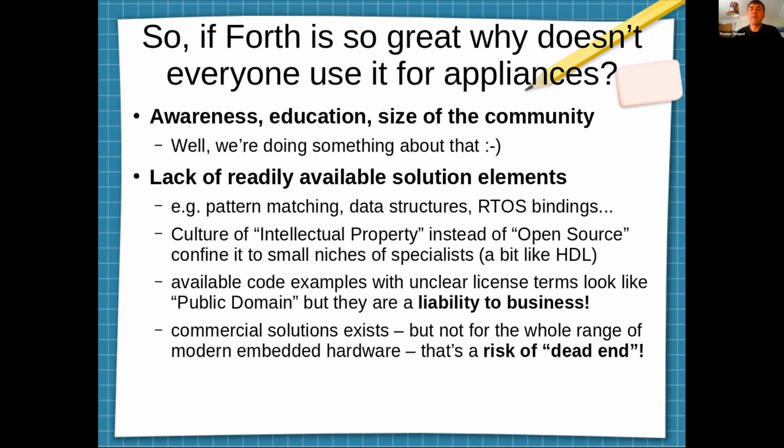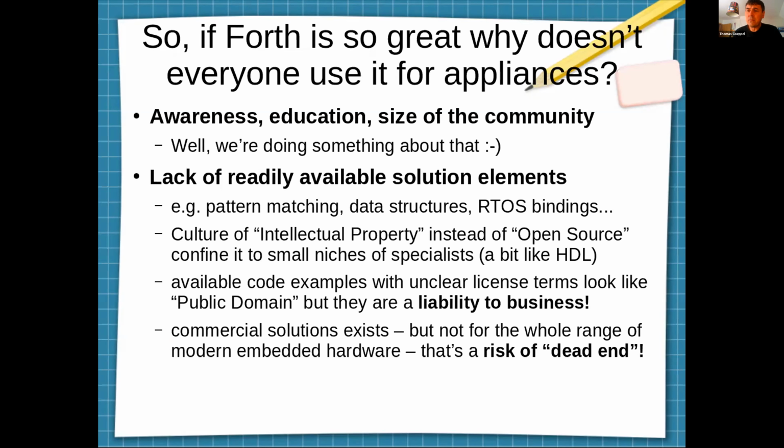There's a lack of readily available solution elements. We want to do pattern matching, data structures, bindings. You get it readily for C. You have to do it on your own. There's a culture of intellectual property instead of open source. And your Forth guys work in a small niche of specialists, much like HDL. So that's a problem. If nobody knows it, then it's because it all happens in a niche.